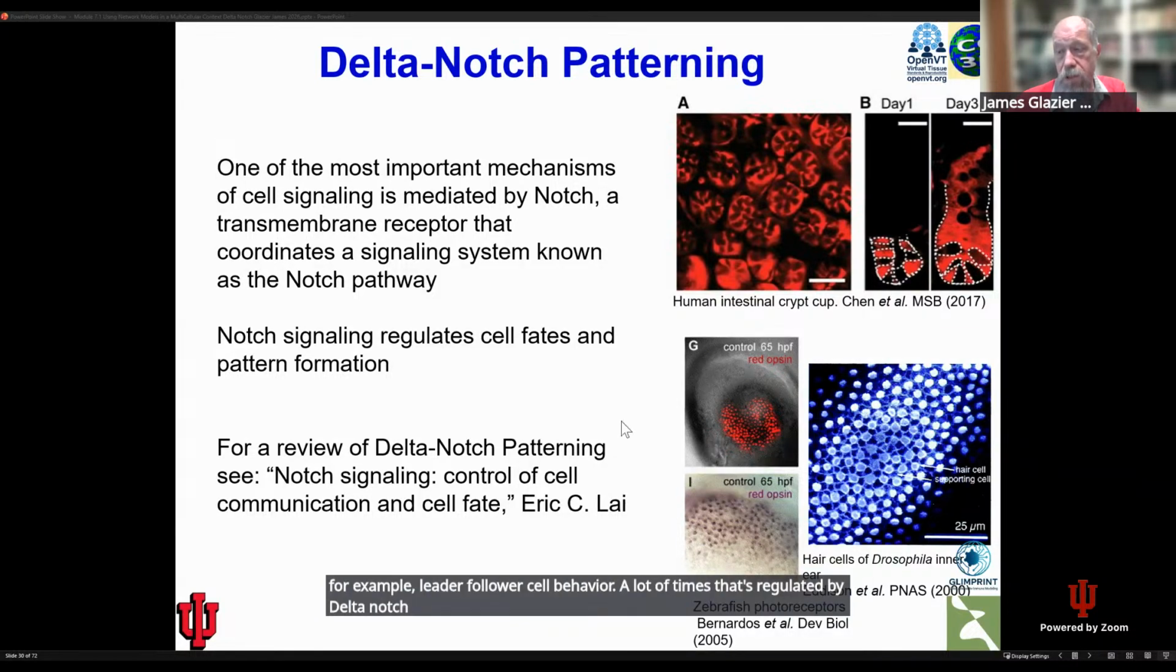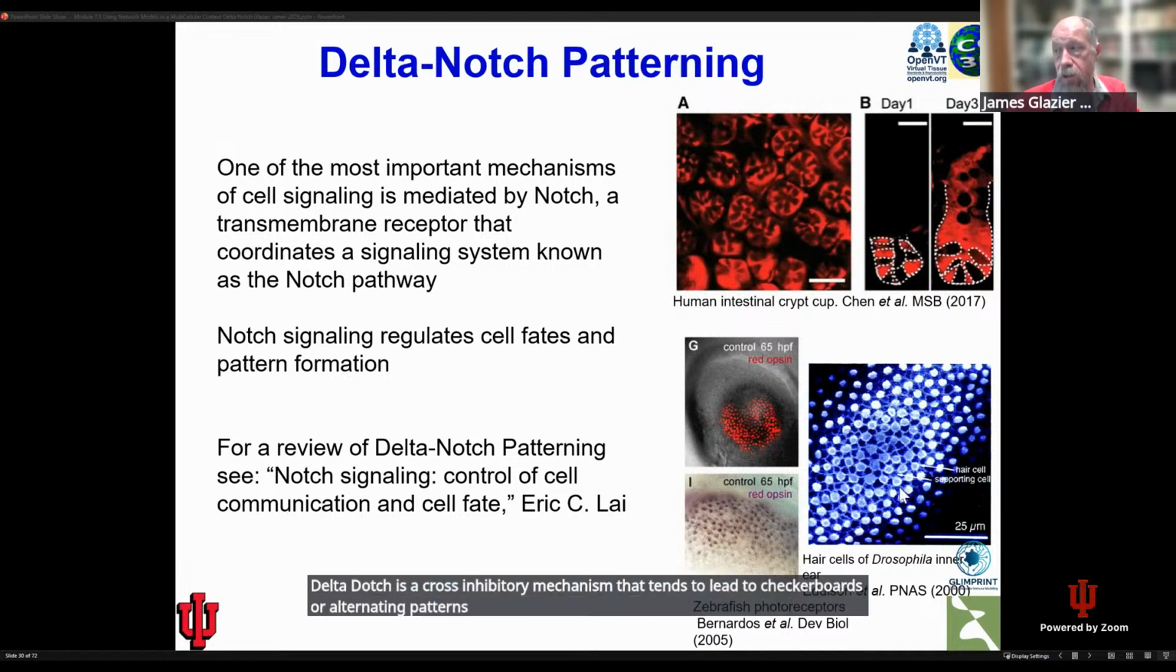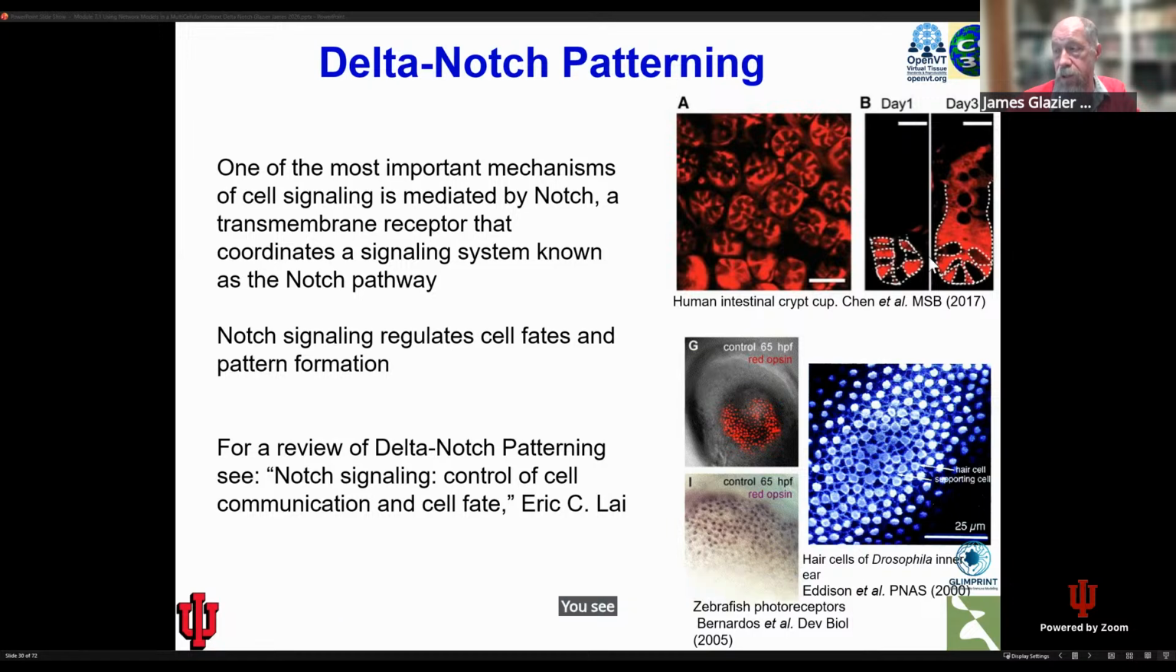Delta notch is a cross-inhibitory mechanism that tends to lead to checkerboards or alternating patterns, where you'll have one cell that has a high level of delta next to a cell that has a high level of notch. You see delta notch patterning here in the intestinal crypt. This is in the eye of a zebrafish, in the hair cells of a Drosophila inner ear. So you see it all over the place.